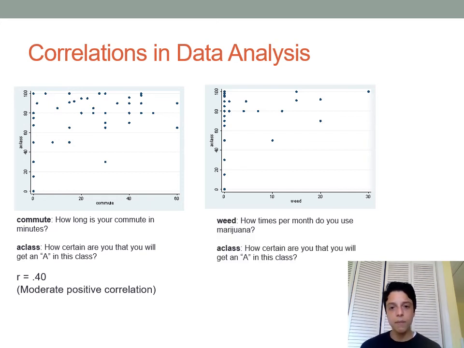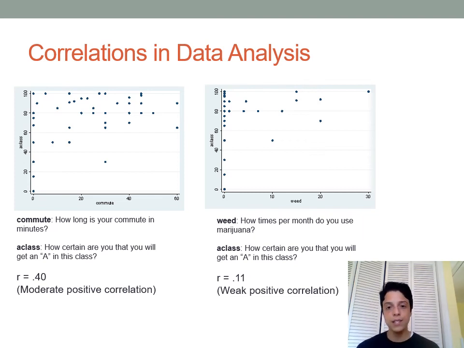These are the variables: how much weed do you smoke in a month, and how certain are you that you'll get an A in the class. The relationship between these variables is a weak positive correlation, where you have a lot of responses clustered around people not using any marijuana, so there's a lot of them along that line on the very left. But there's enough of a relationship that we can say that in this class, people who smoke more weed tended to also have more confidence that they would do well in the class. So there's a weak positive correlation.